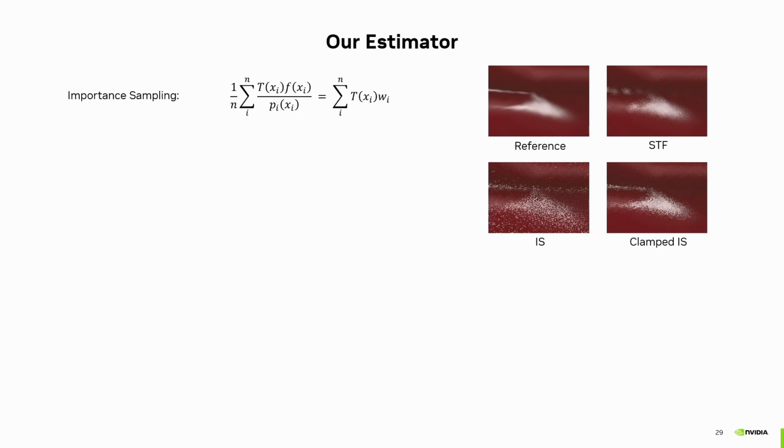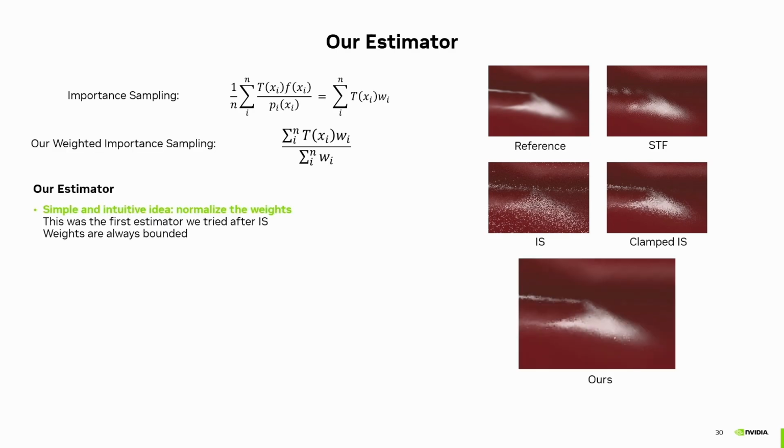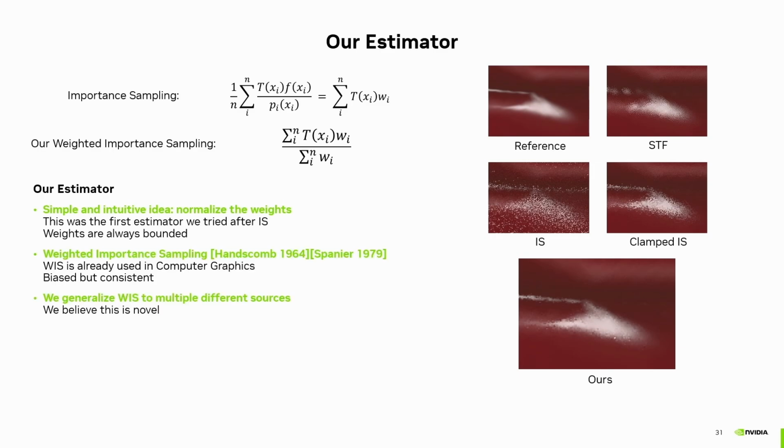To introduce our estimator, let's very briefly rewrite the importance sampling estimator just as weight times text cell value, combining those remaining terms together. The idea was actually the first thing we tried before anything else, just after we saw the problem with the importance sampling. Just normalize the weights. Just make them sum to 1, right? This means that weights are always bounded. They always sum to 1. On constant regions, there is zero error.